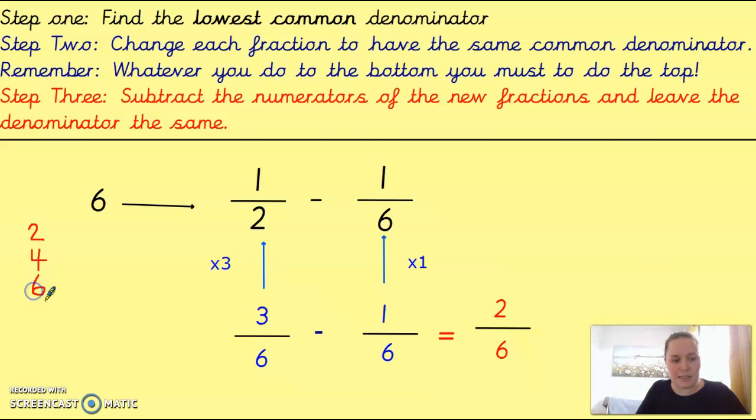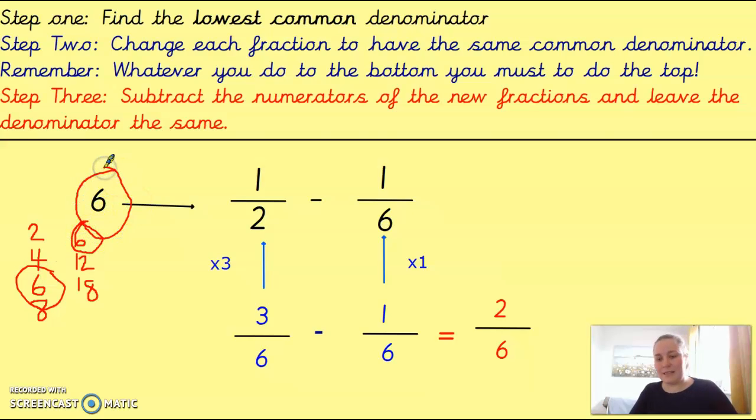Let's say 2, 4, 6, 8. And then the 6 times table, 6, 12, 18. As soon as you notice a number that's in both, so in this case 6, you take that as your common denominator. So that's where I've got that from, okay? The first number that you see that is in both times tables, it's a multiple of both numbers. Then you've got to work out how you get there, okay?